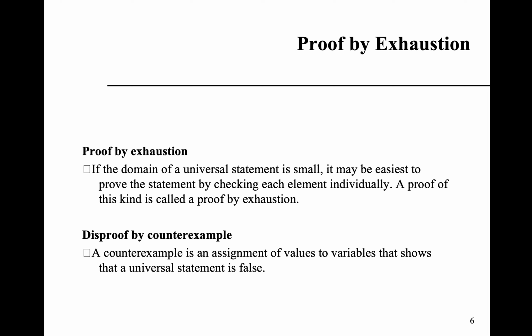So essentially for your proof by exhaustion, you've been given a domain for that specific universal statement which is small. Then you can basically prove the statement by checking all the individual elements. This is proof by exhaustion. You can disprove this by creating a counterexample, which is something that shows that that universal statement is false.